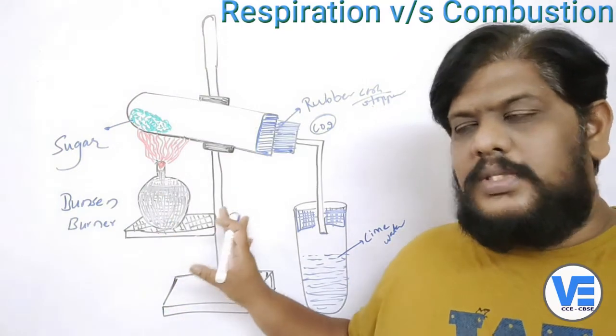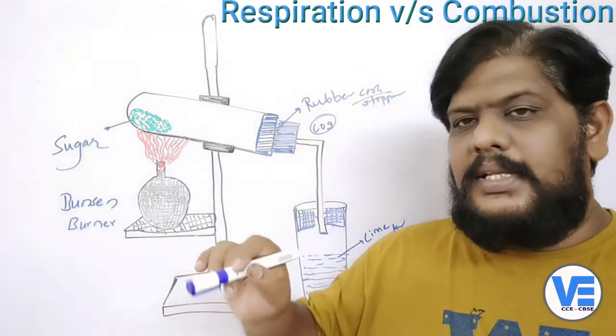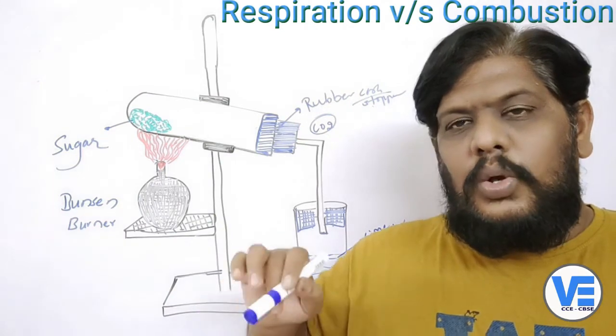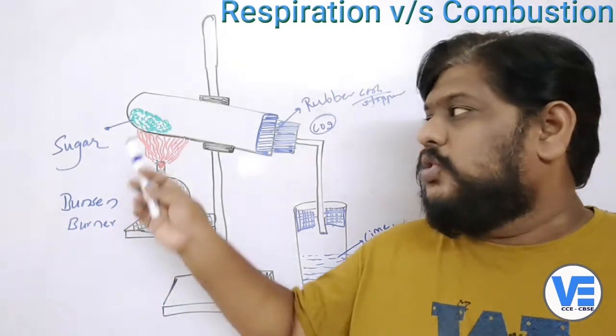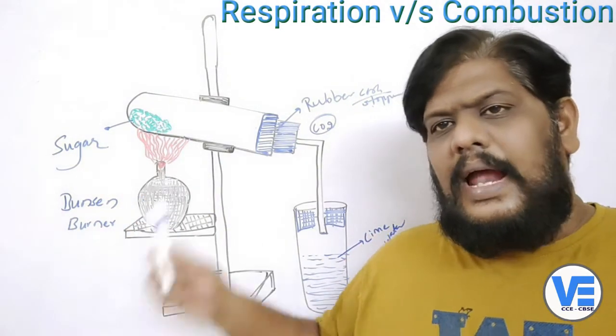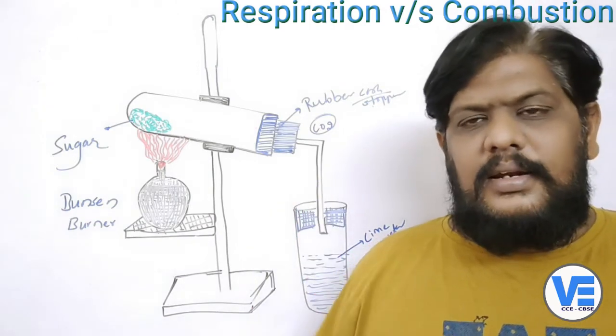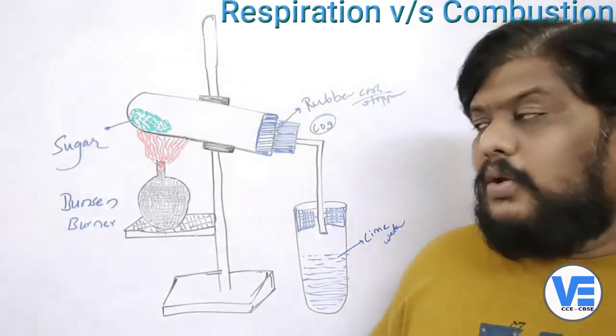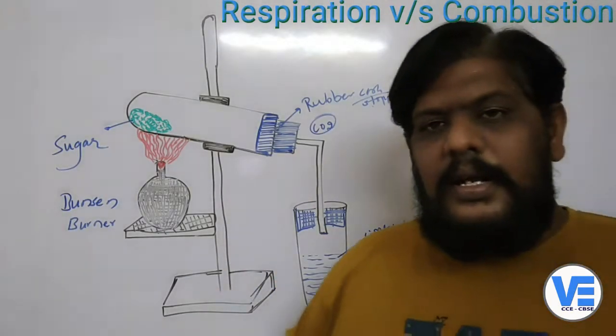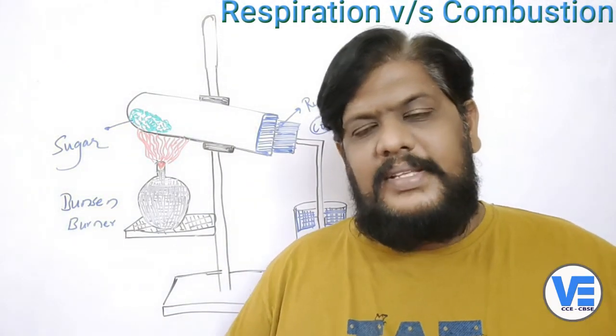So this shows combustion. In this experiment we are going ahead with the combustion of sugar. We are directly burning the sugar, and what is released is carbon dioxide. So these are the two things that happen, right? Now when you compare this to respiration, you can find a lot of differences.